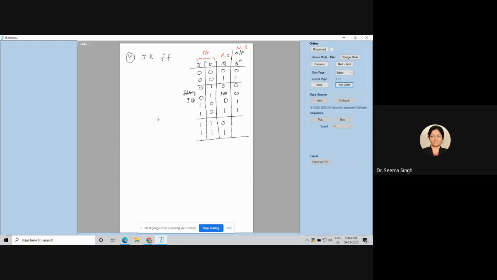Now, what about the last two cases, when J and K are both 1? It will be 1 0, ma'am. Yes, it is the toggle state. So 0 becomes 1, 1 becomes 0. Present state 0 toggles to 1, present state 1 toggles to 0. So this is my truth table.